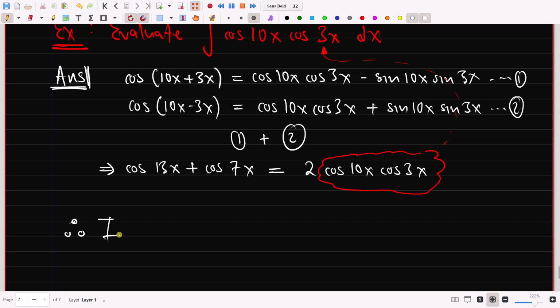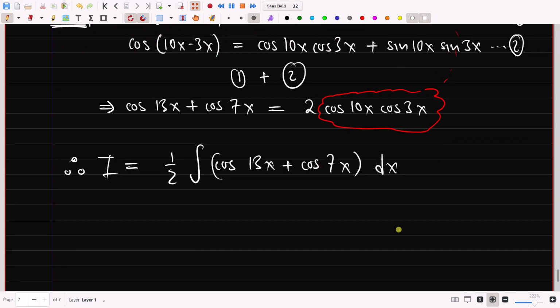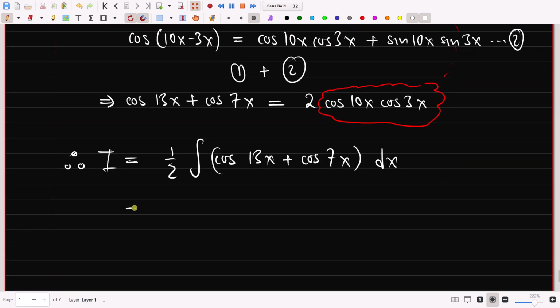So therefore, what is the final answer? Multiplying by half now, we have 1 over 26 sine 13x plus 1 over 14 sine 7x, then plus k. That finishes off our final answer.